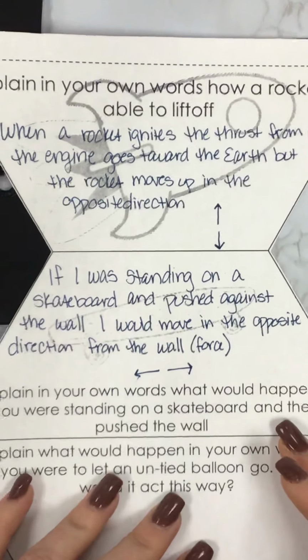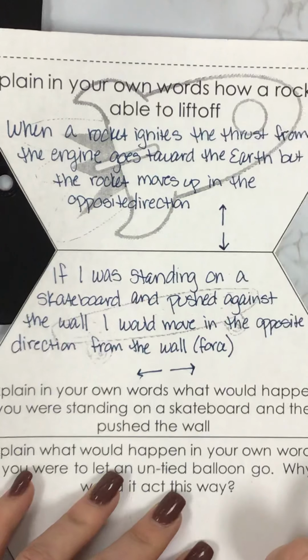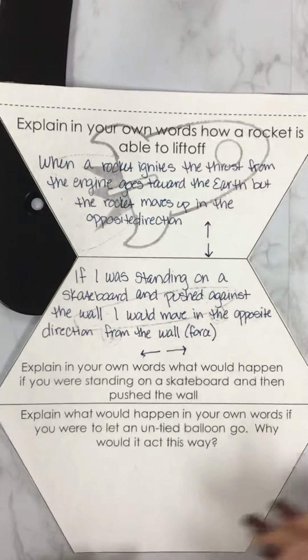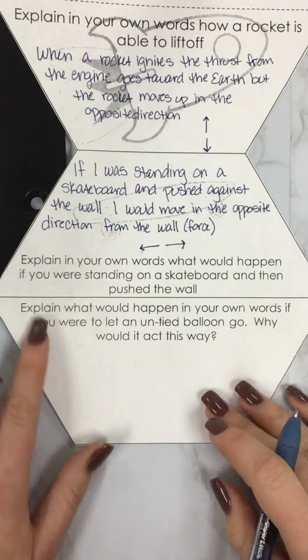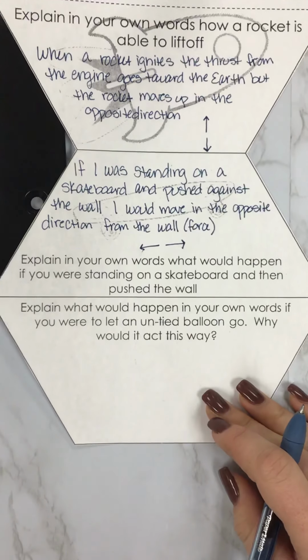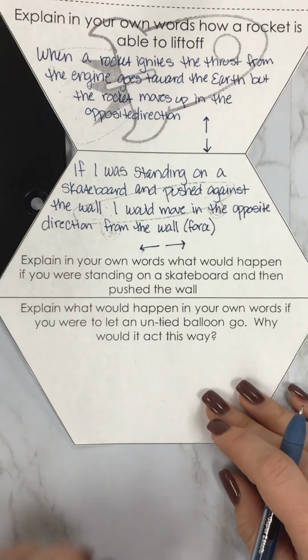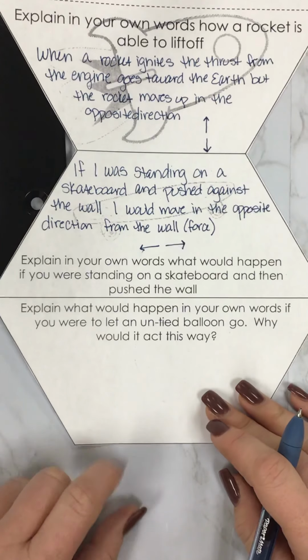So if you need to pause right here to catch up on either of these notes, go ahead and do that. If not, we are going to move on to our third and final example for Newton's third law of motion. So down at the bottom, explain what would happen in your own words if you were to let an untied balloon go, and why would it act this way?